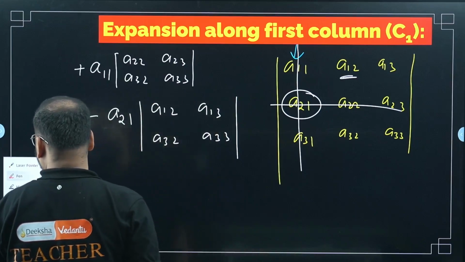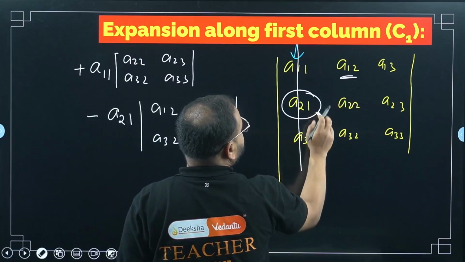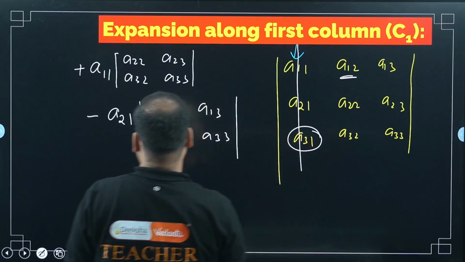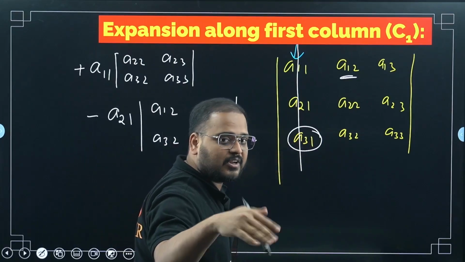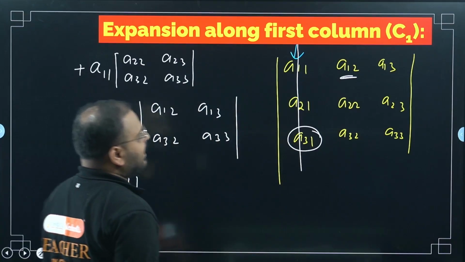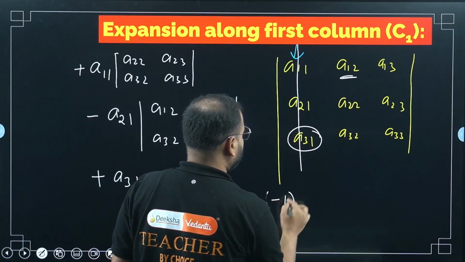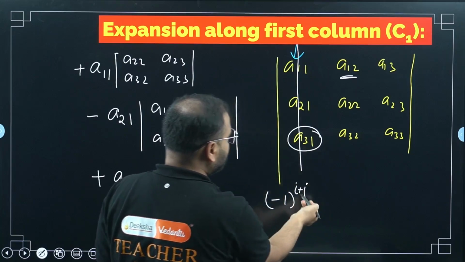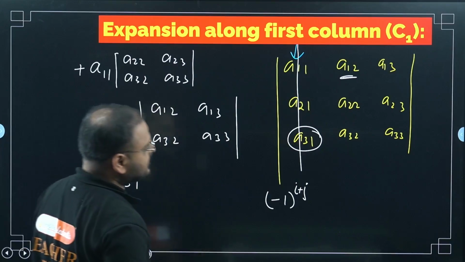Now what next is? A31. So I'll write A31, which means 3 plus 1 is positive. So I'll write plus sign A31. And I'm not writing this minus 1 to the power i plus j. I hope you understand that. i means 3, j means 1, so i plus j is 4. A31. Okay.